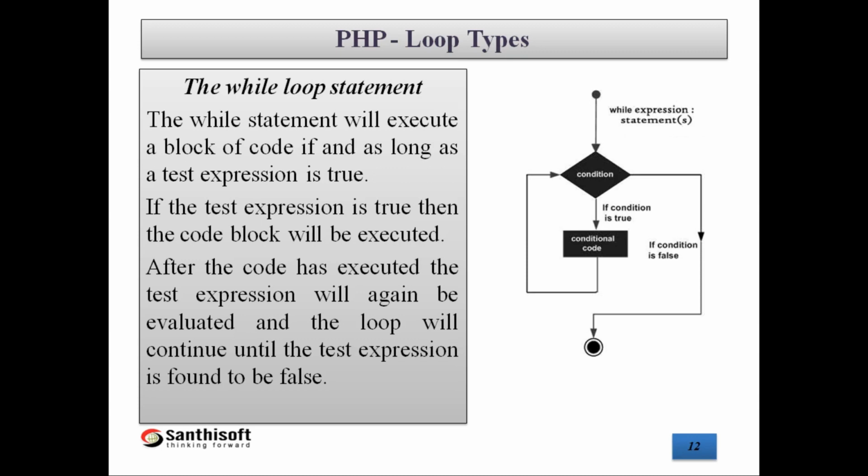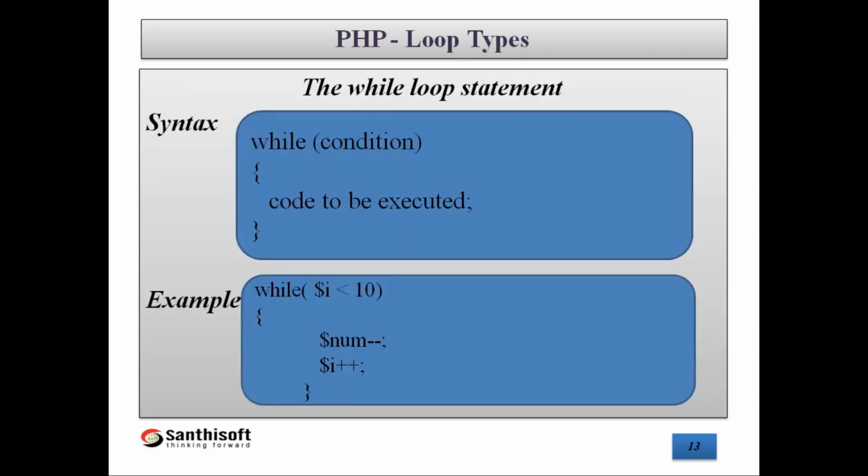Okay. Example: while i less than 10, the condition is i less than 10. If i is less than 10, the body runs, and then i is incremented with i plus plus. That means i plus 1, so 10 plus 1 is 11. Now the value of i is 11.